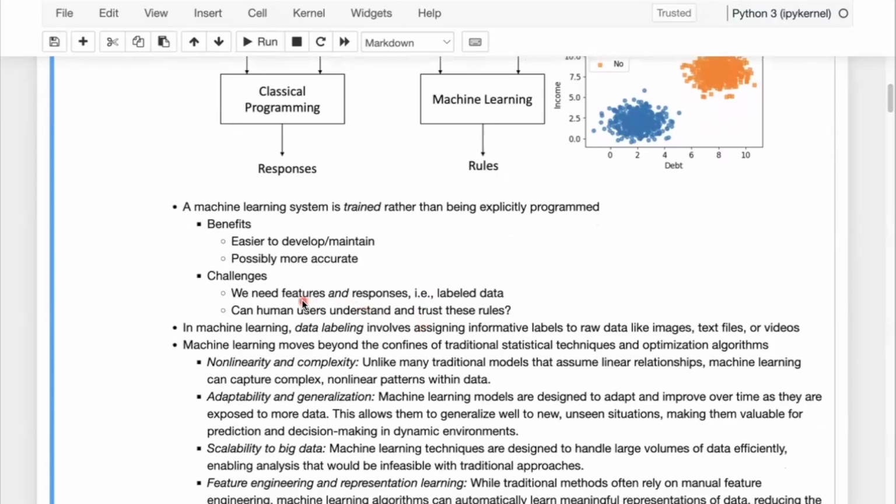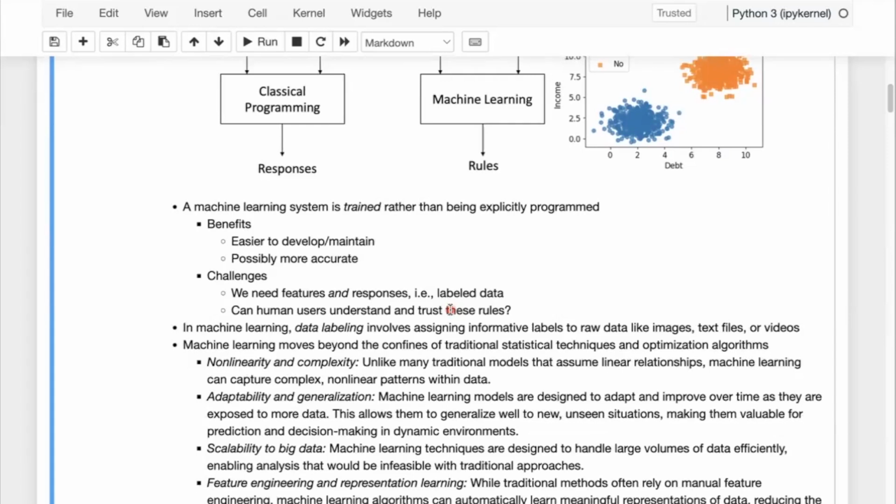The first one is that you need both features and responses. And this is what we refer to as labeled data. So when we talk about labeled data in machine learning, we mean that we have the features that are inputs, and then we have responses that are like the outputs of our machine learning system, or what we ideally want to predict.